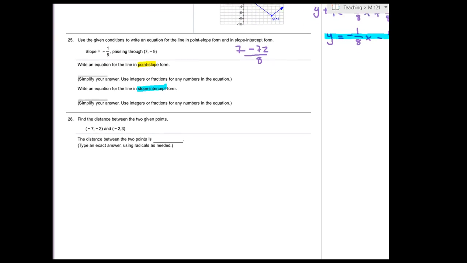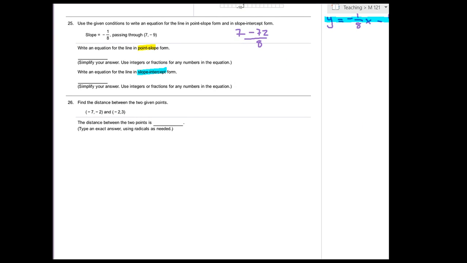What about the distance formula? I think we can use the distance formula. The distance formula is the difference in y squared plus the difference in x squared, and then you take the square root of the entire thing, right? So the distance between negative 7, negative 2, and negative 2, 3. I'm going to take 3, I'm going to subtract a negative 2, and I'm going to want to square that.